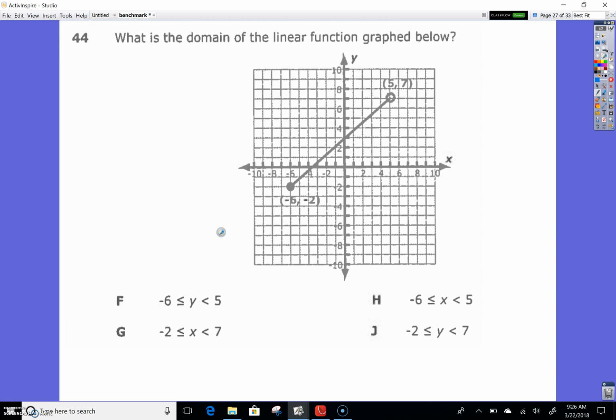What is the domain of the linear function graph below? Remember, domain is our x values. When I do it, I look here and I just draw lines to show you where we look. We're only looking inside this box right here. So x, this is -6 and it goes to 5.